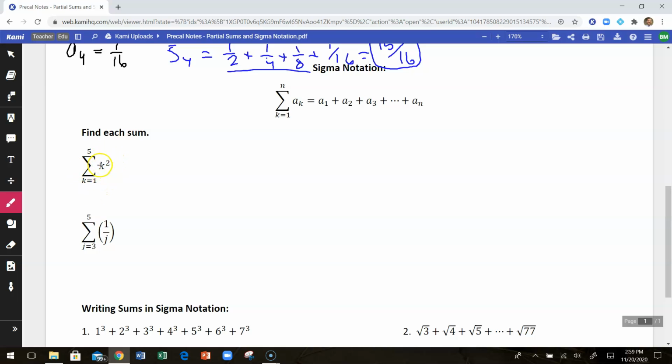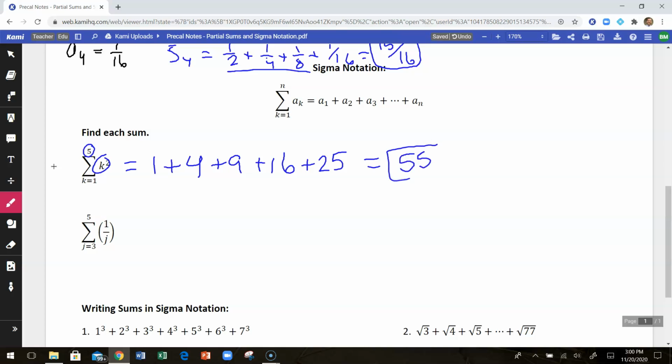So my formula is k squared. I'm starting with k equals 1. I'm ending with 5. And I'm going to add all those things together. So what I'm going to do is plug in 1 squared, plug in 2 squared, plug in 3 squared, plug in 4 squared, plug in 5 squared. And I stop at 5 because that's my number on top here. So I started with 1, I ended with 5, I plugged them all into the formula k squared, and then I'm going to add all of those things together. And if I add all those numbers together, I get 55.